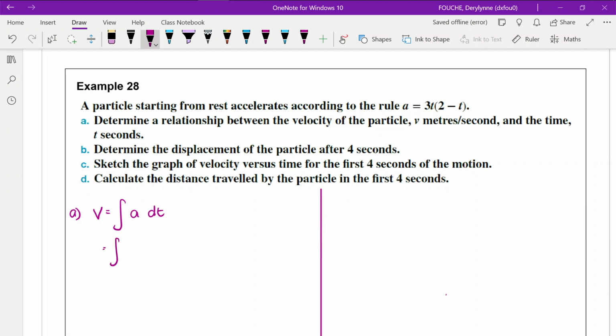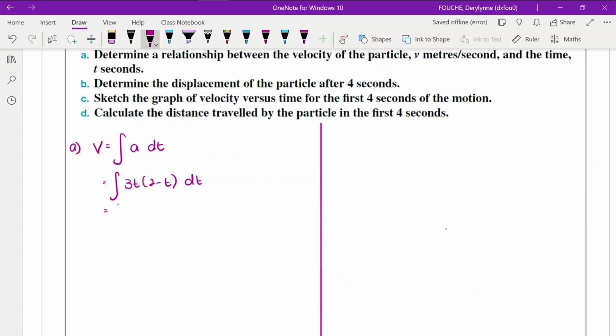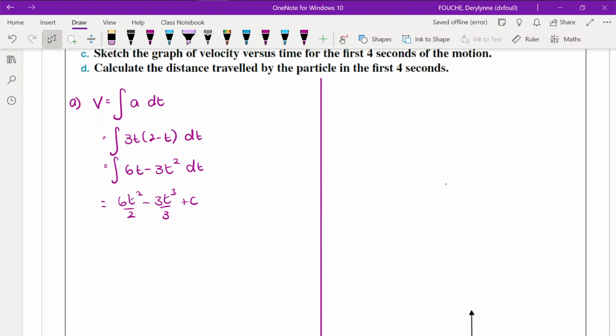So that means we have an integral of 3t times (2 minus t) dt, and I'm just going to expand that, and I'm going to integrate. Okay, and that gives me 3t squared minus t cubed plus c.